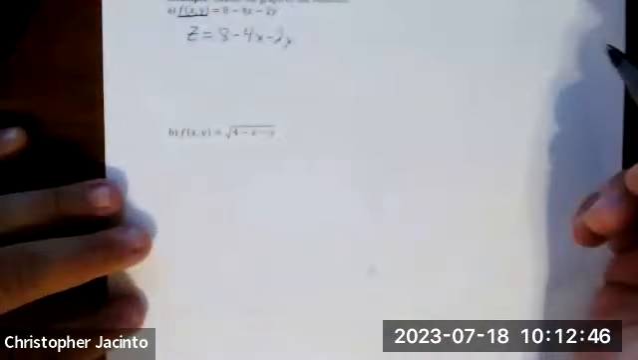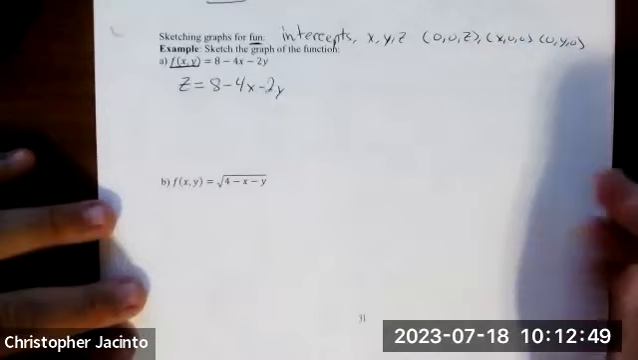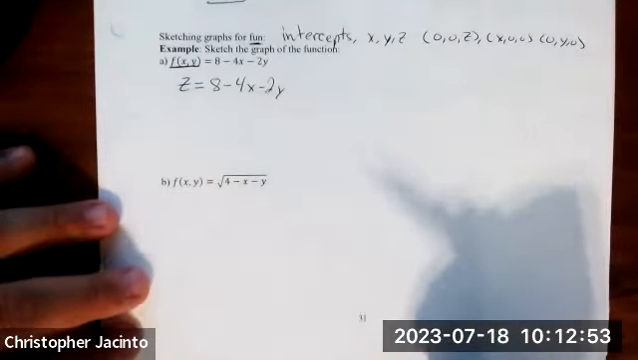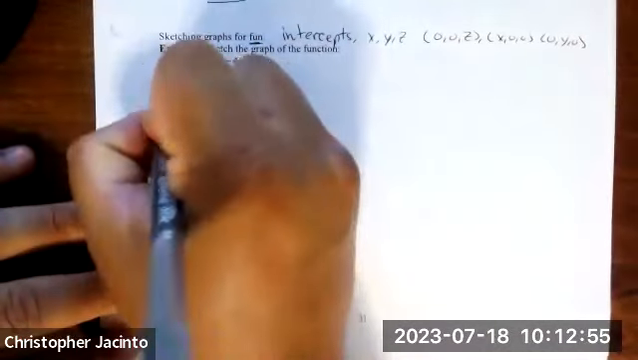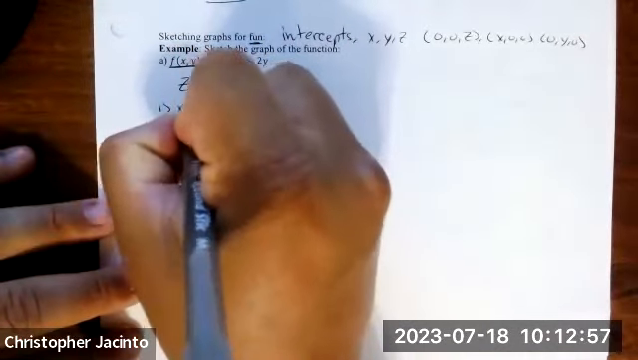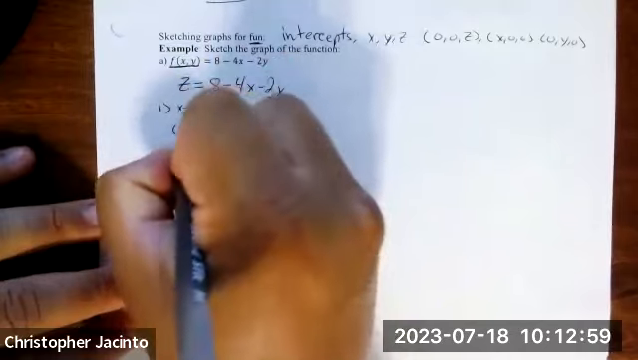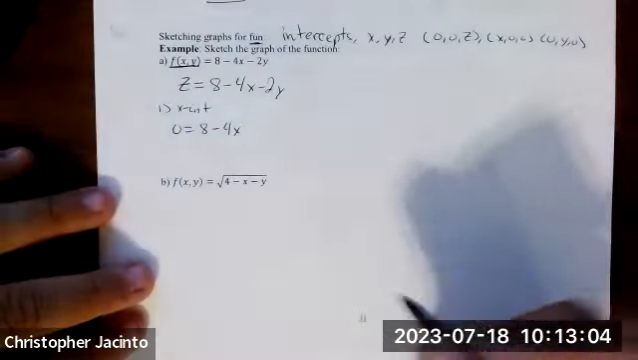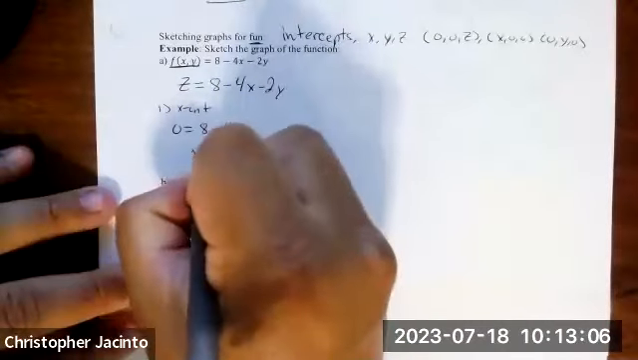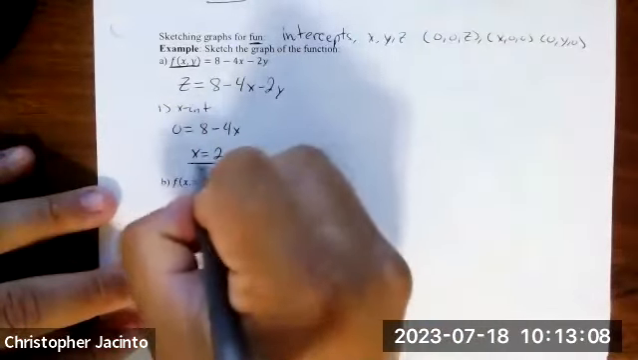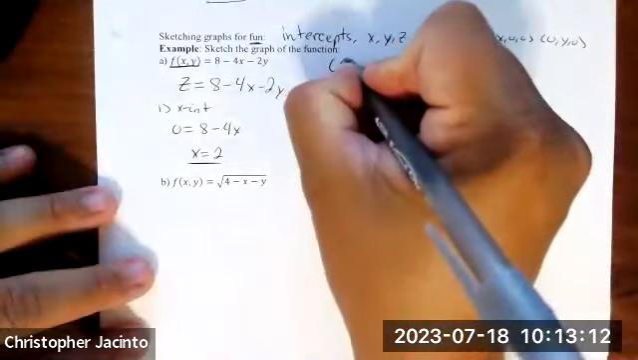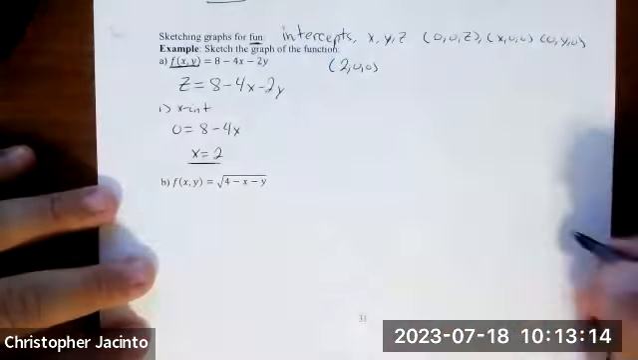So now let's suppose we want to find the x-intercept. That means I'm going to plug in 0 for y and 0 for z and just solve for x. So it'll be 0 equals 8 minus 4x. Then solving for x, we get x equals 2. So our x-intercept is (2, 0, 0).